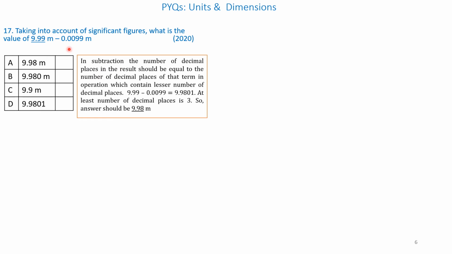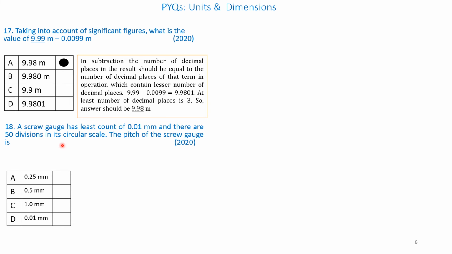Let us analyze. Given is subtraction of 0.0099 from 9.99 meters. In subtraction, the number of decimal places in the result should be equal to the number of decimal places of that term in the operation which contains the lesser number of decimal places. Note here, the lesser number of decimal places. Therefore, 9.99 minus 0.0099 equals 9.9801. The least number of decimal places is 2. So the answer should be 9.98 meters. This answer is given as option A. Hence, this is the correct value and please mark it.